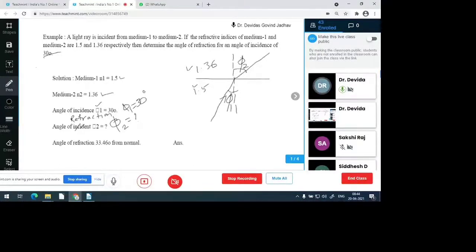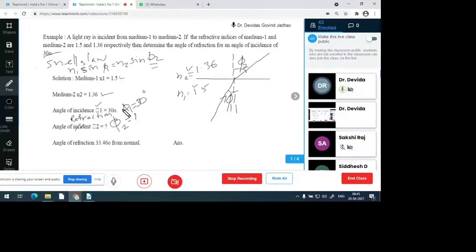What is Snell's law? Snell's law says that n1 sine phi 1 is equal to n2 sine phi 2. N1 into sine phi 1 is equal to N2 into sine phi 2. So we have N1 here, 1.5. We have N2 with us, that is 1.36. We have phi 1 given as 30 degrees, and we have to find phi 2. So substitute it and find it out.